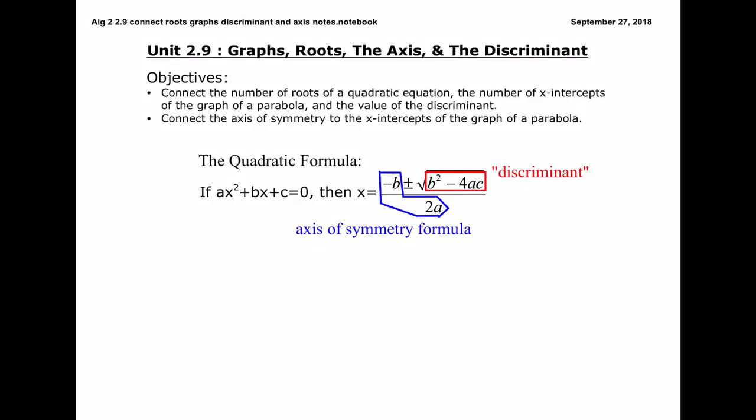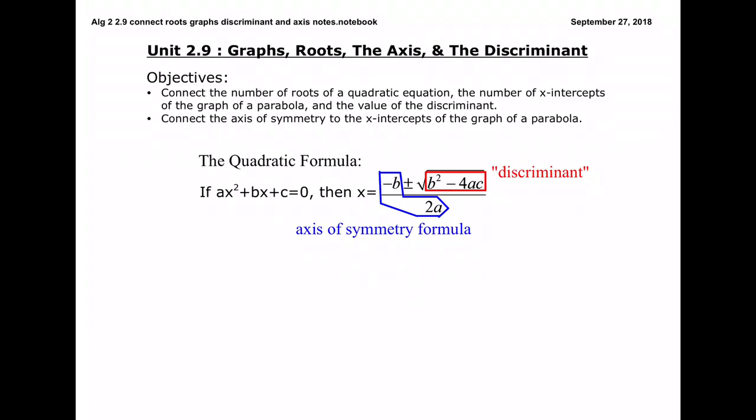Unit 2.9, Graphs, Roots, the Axis, and the Discriminant. Today we're going to connect the number of roots of a quadratic equation, the number of x-intercepts of the graph of a parabola, and the value of the discriminant. We also are going to connect the axis of symmetry to the x-intercepts of the graph of a parabola.